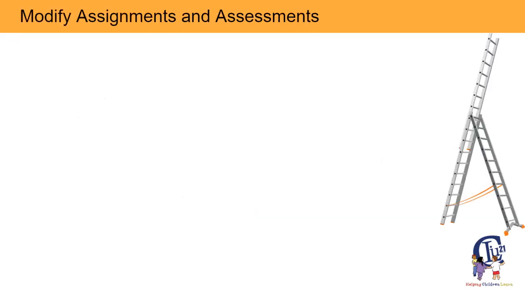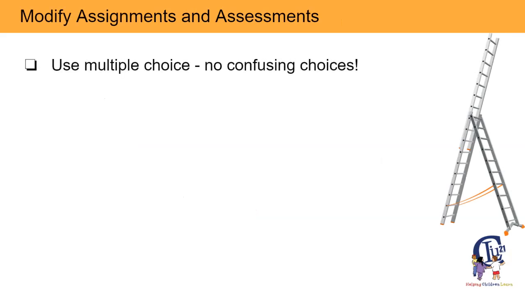We could also modify assessments and assignments. So here are some ideas. Use multiple choice, but get rid of the confusing choices. Do not allow our ELs to be tricked by the sheer nature of the question. Eliminate the things that they don't need to know. So maybe you have a way to get rid of one answer so that they can zero in on what's most important. That's one way of modifying.